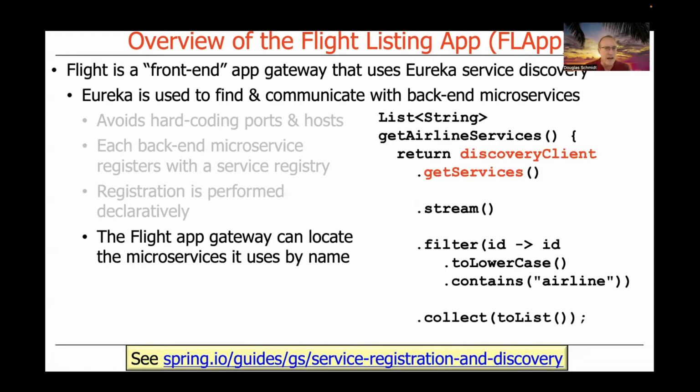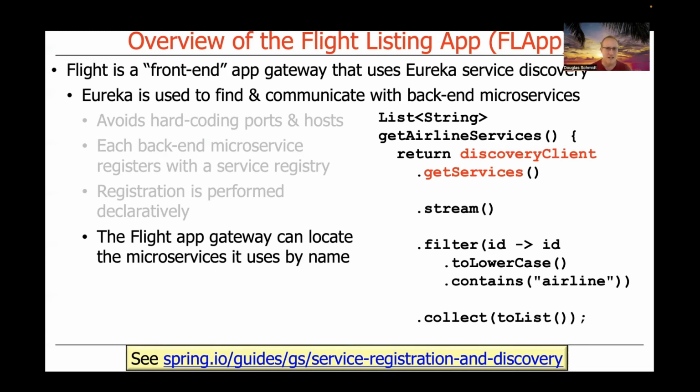Now, the flight app gateway can then locate the microservices that have been registered with Eureka by name. And we'll take a closer look at how all this works, but here's just a little snippet of it from the code we'll take a look at later. There's a discovery client that you can basically auto wire into your programs when you use Eureka. And discovery client says, get me the services, all the services that have been registered with it. And as you can see here, what happens is we get the list of services, we turn those lists into a stream of services, and then we basically only allow ones that match the airline string. And we'll see how that works later.